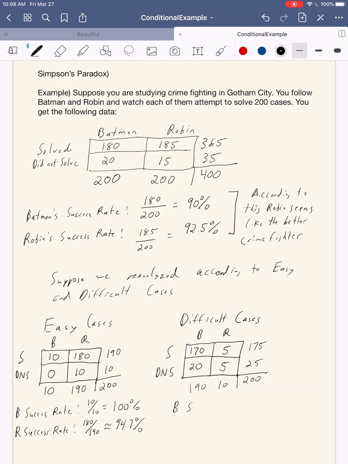Let's check over here. Batman's success rate: he successfully did 170 out of the 190 that he worked on. So that would be 170 out of 190.